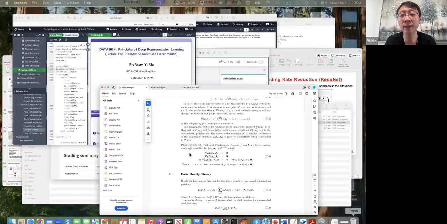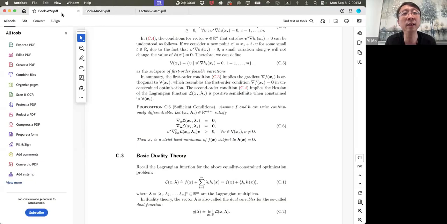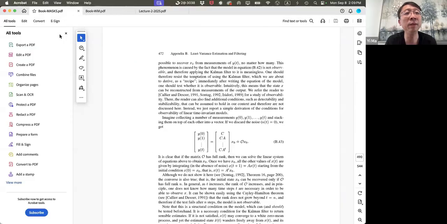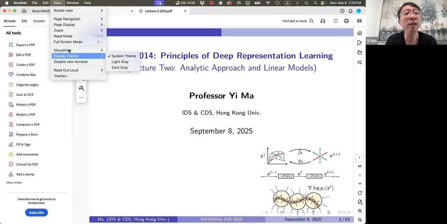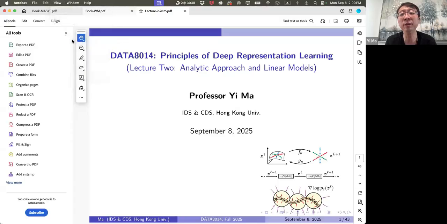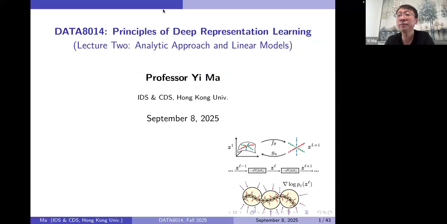Shoot, how do I get to access my... because this toolbar is a little bit crowded. Okay. Full screen mode. Okay, let's get started.